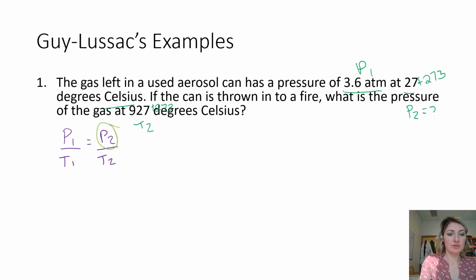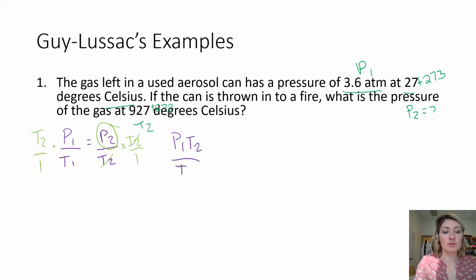So in order to do this, I'm going to go ahead and solve for P2. So I have to multiply this by the reciprocal, so T2 over 1. Those will cancel, and I'm going to do the same thing to the other side because you can't do one side without doing the other side. Let's rewrite this to make it look pretty again. P1 times T2 divided by T1 is equal to P2.